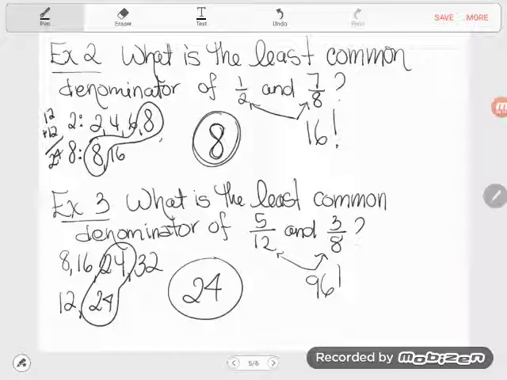You don't have to make it look like a fraction. You don't have to do anything else. You just have to write the number 24. That is the answer there. Now, if I were adding or subtracting fractions, I would use this to do something. But if the question is just what is the LCD, that's all I do. I just write it down. Okay.